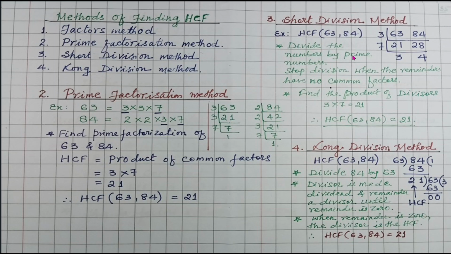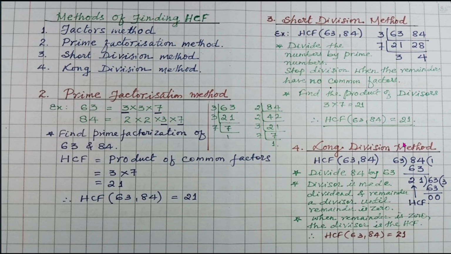So the procedure is: divide the numbers by prime numbers, stop when the remainders have no common factors, and find the product of the divisors. So 3 into 7 is 21, and the HCF of 63 and 84 is 21. That is the procedure for the short division method of finding HCF, a very simple method which you can remember.